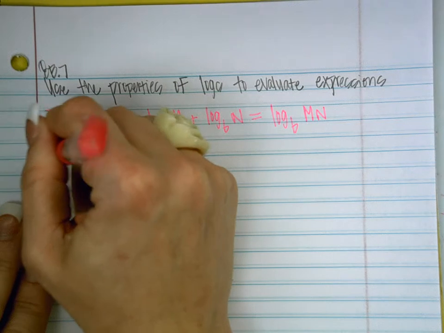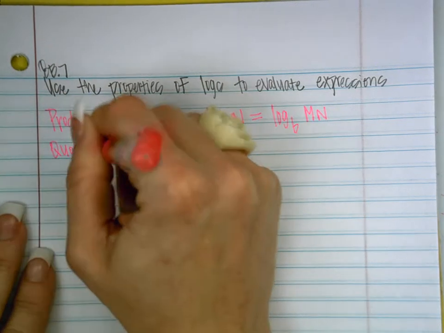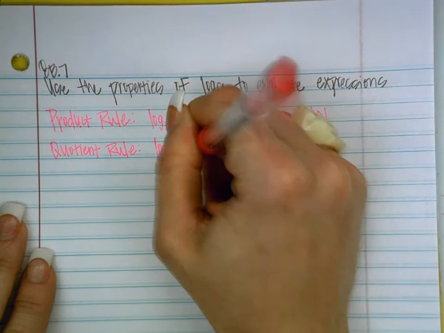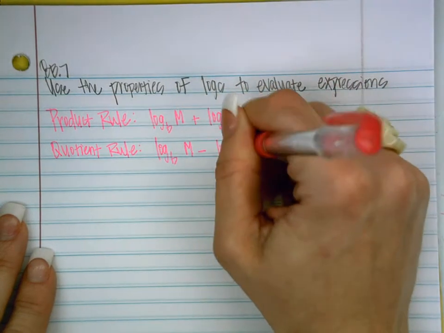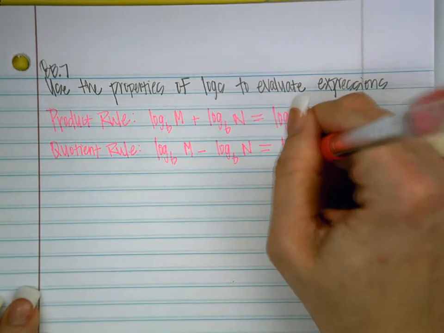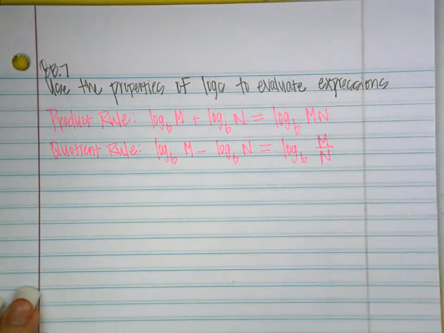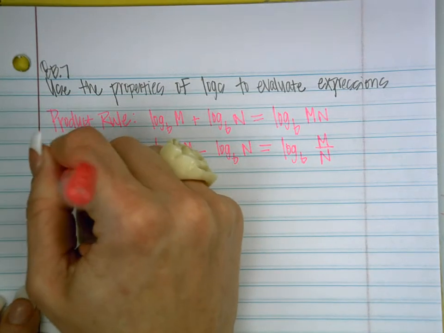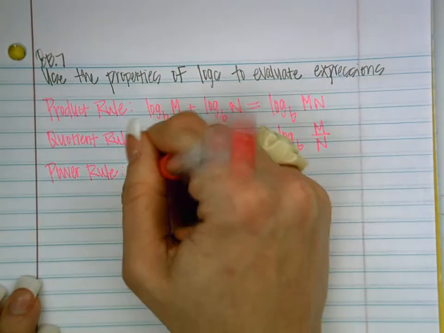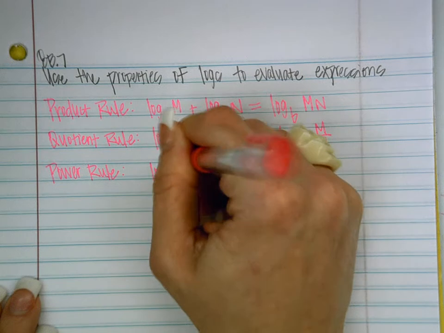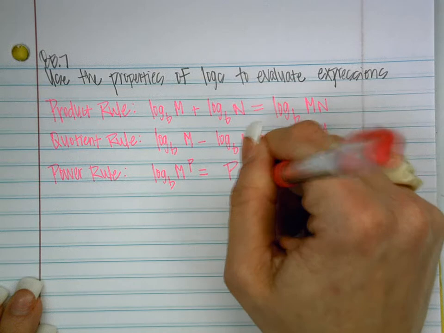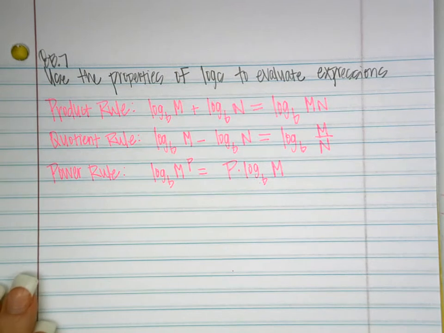Okay. Second one was the quotient rule. The quotient rule tells us that log base b of m subtract log base b of n, subtraction turns into what? Division. Okay, so m divided by n. And then the last one was the power rule. The power rule is basically that walking the dog thing. So log base b of m to the p power will turn into p multiplied by log base b of m. Okay, so those are those 3.